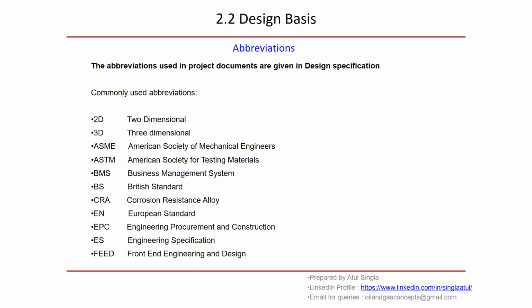Okay, so we have abbreviations in any design basis. Just to list out the various abbreviations, I have listed the common ones here. If you see 2D, 3D, ASME, ASTM, these are the common words which we generally use in design basis. So we need to understand the full forms of all these items.